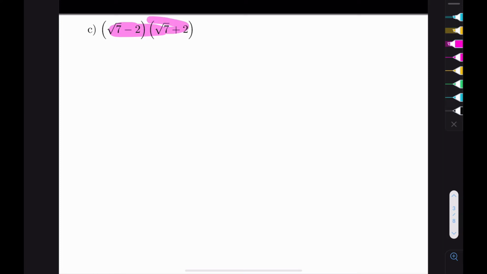We have a binomial times a binomial, and they're almost identical. The only difference is the signs are opposite of each other. So let's see if something nice ends up happening here. So if we go ahead and FOIL this out, the first terms would be square root of 7 times the square root of 7. The outer is positive 2 times the square root of 7. The inner is negative 2 times the square root of 7. And then the last is minus 2 times positive 2. Gives us a minus 4.